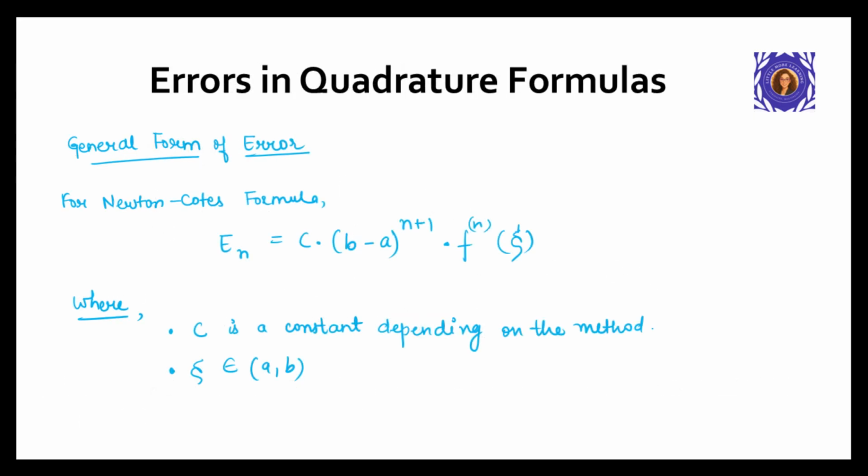Before we wrap up, let's talk about errors, because every numerical method has limitations. Each of these rules introduces some errors based on how smooth the function is, how many subintervals we use, and what degree of polynomial we fit. For instance, the trapezoidal rule has an error term proportional to 1 by n squared. Simpson's rule improved that to 1 by n to the power 4. Romberg and Gaussian quadrature offer even better accuracy due to smart extrapolation and optimal sampling. So the smoother the function and the more sophisticated the method, the smaller the error is.